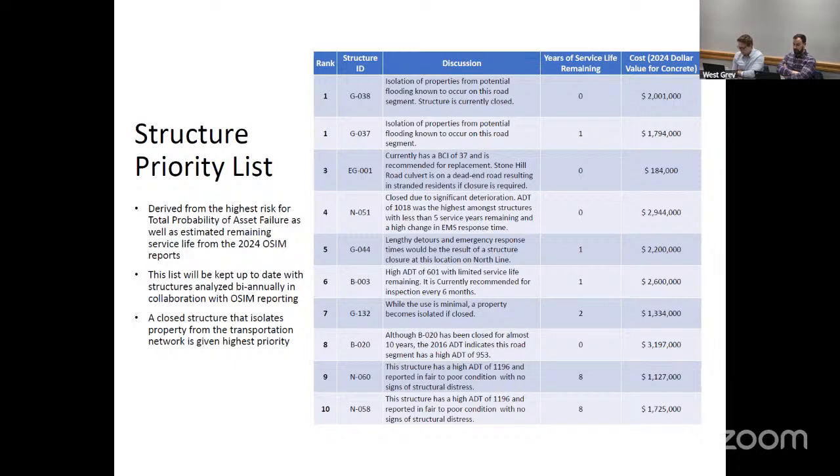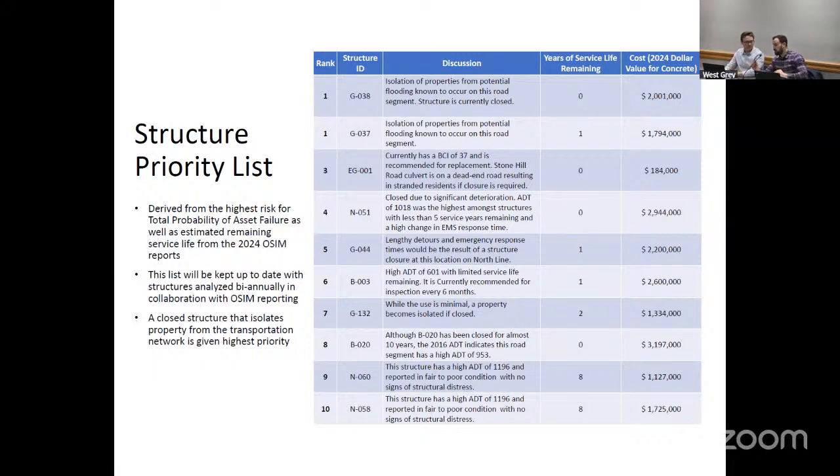And then at the bottom, N60 and N58, those are the 3 bridges there. In 2016, they saw about 1,200 vehicles a day. So I believe they had the highest ADT other than the Garafraxa Street Bridge. And B20 is on this list. The road segment adjacent to it saw an ADT of 953.